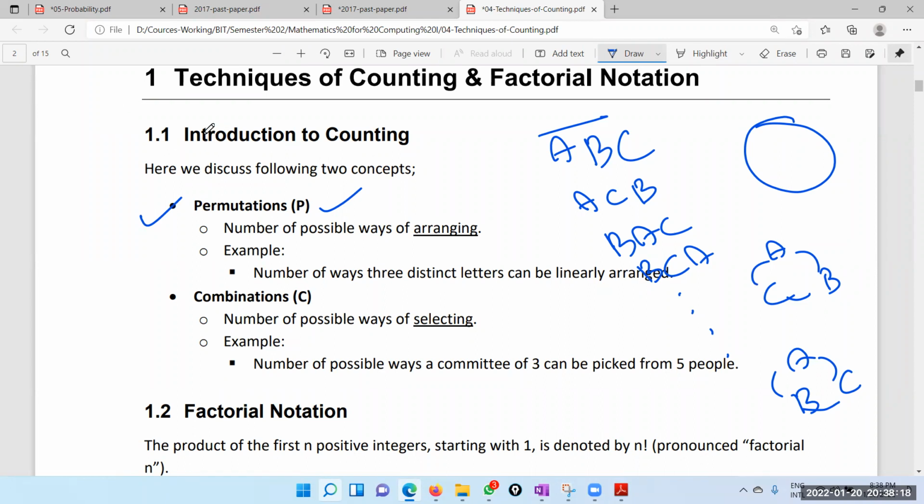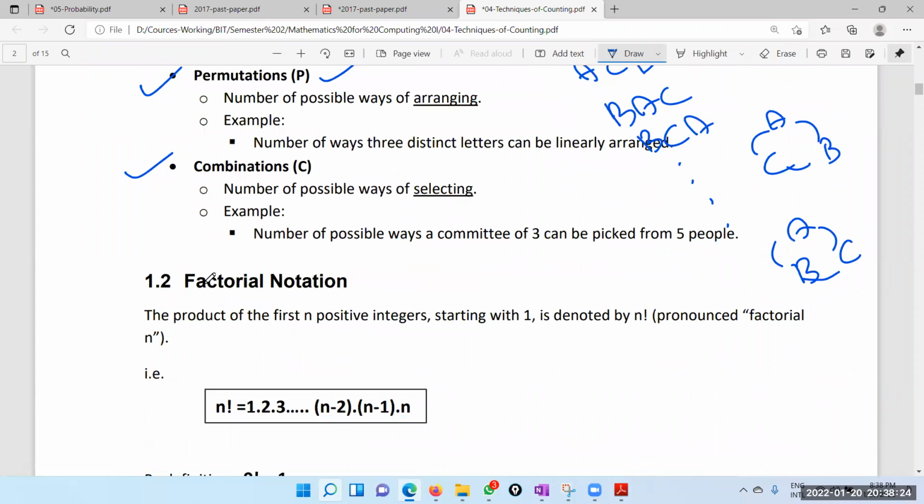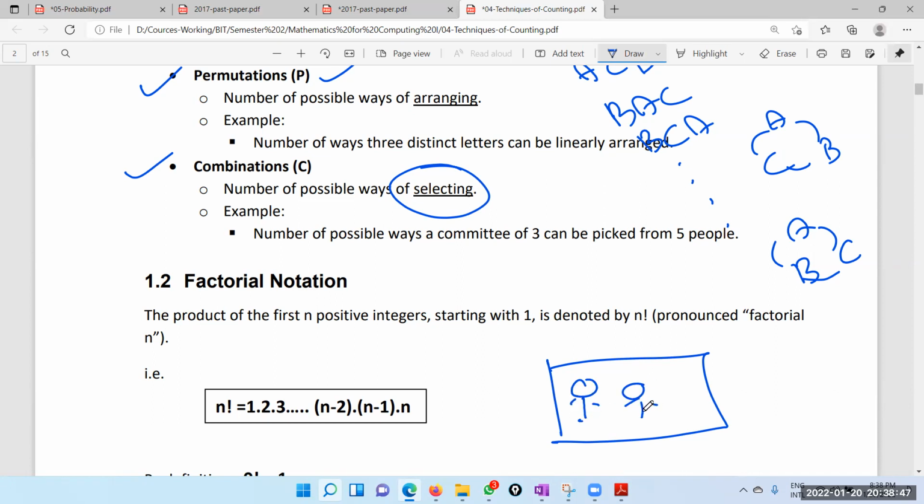So then we have the combinations. Combinations means what are the possible ways of selecting? It's not arranging. Say for example, I have 3 people. I just want to pick 2 people. It's not arranging, it's picking or selecting. What are the possible ways of selecting?